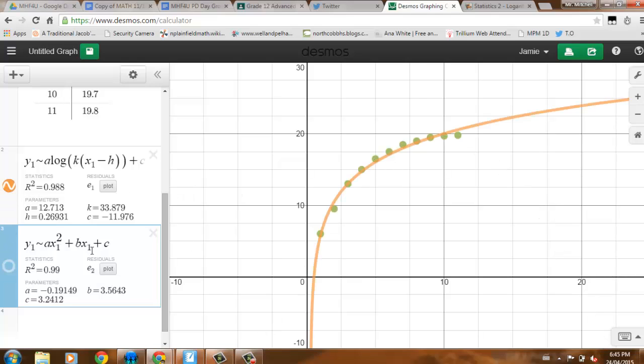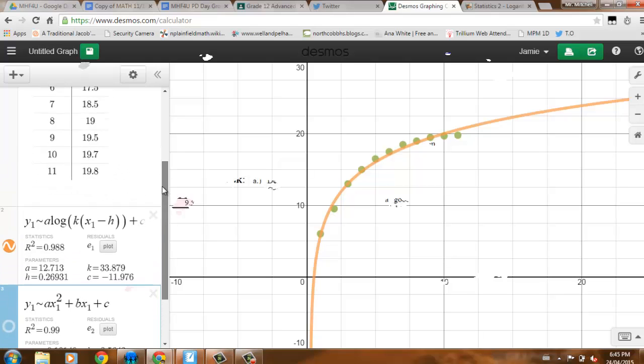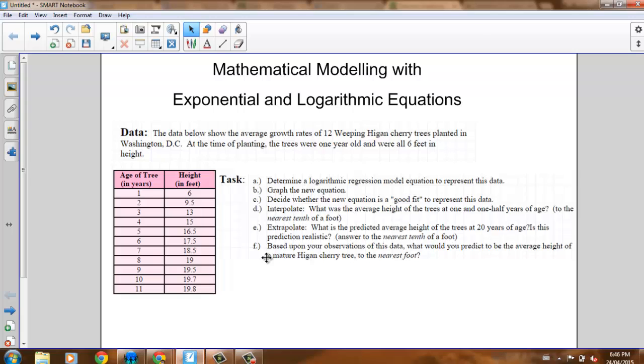Whereas with the logarithmic model, the tree was planted and it grows pretty quickly in the beginning, and then it starts to slow down and level out. So I think our best model right now to use is our logarithmic model. So the next question is asking us to interpolate the data.